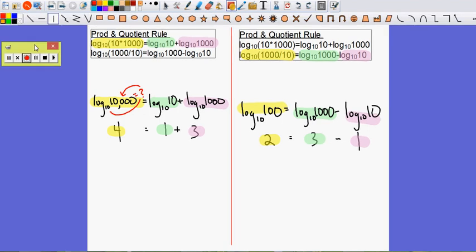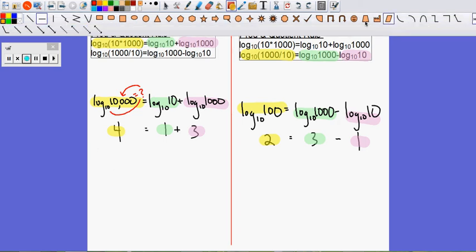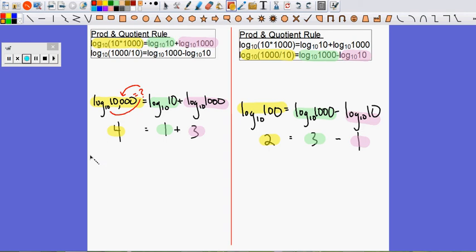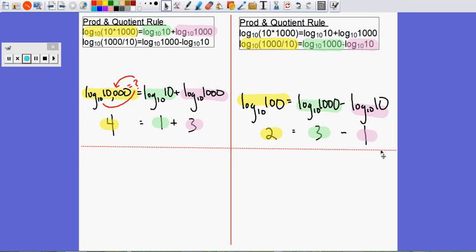The reason is because, let me just create some space down over here. Let me put a dotted line like that. Perfect. The reason is because we remember logs are related to exponents. I'm going to say that one more time. Logs are very related to exponents.